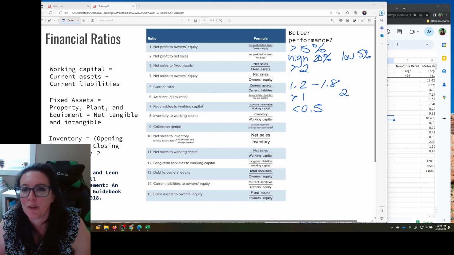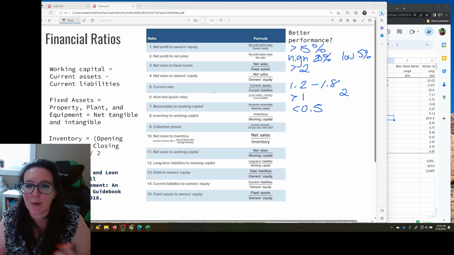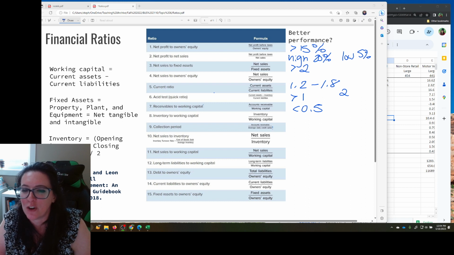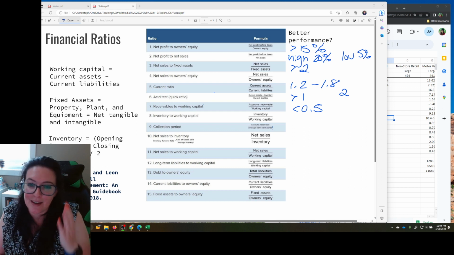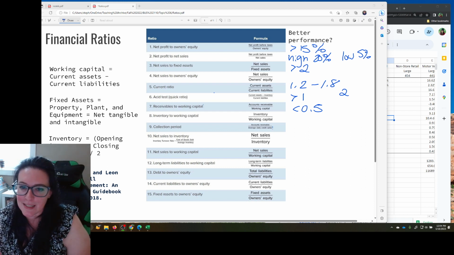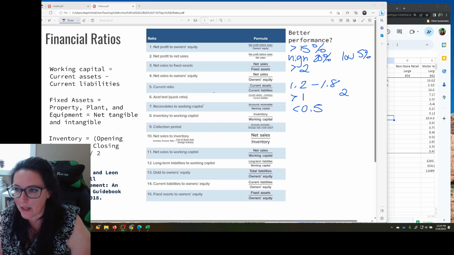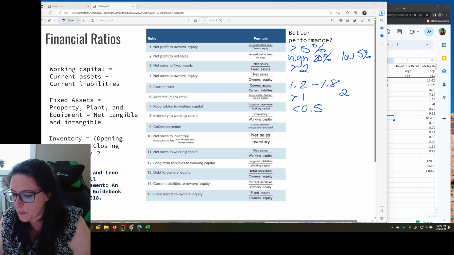So we're continuing to work through the financial ratios, and here we are doing the calculations for the industries, and we're looking at the motor vehicle industry and the hotel industry. Again, if you're doing the assignments in this course, then you are going to calculate the non-store retail and the restaurant industry, so that you can also then calculate the financial ratios for particular businesses and then compare. But for the points of practicing today, we are moving through and looking at the hotel industry and the motor vehicle industry. All right, so when we left off, we were looking at receivables to working capital.